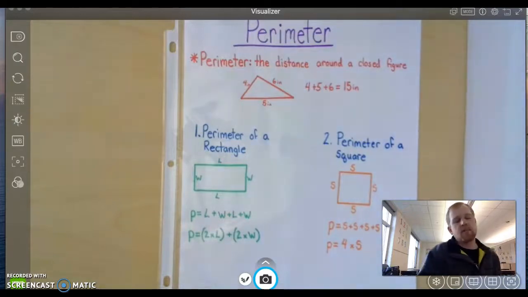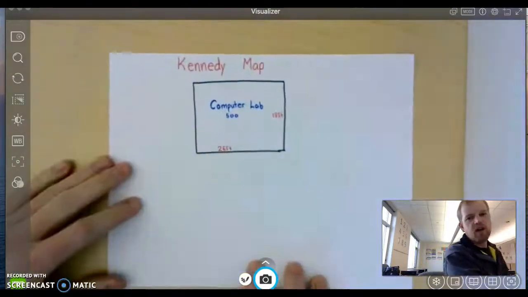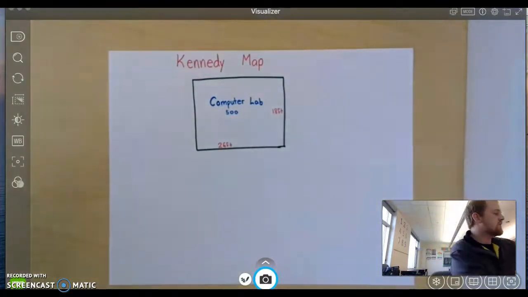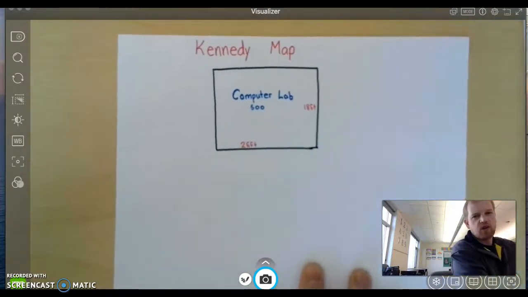So you will be working on a map of Kennedy that is drawn up for you, and then you'll have some questions that go along with it. So what I thought we'd do is work through one as a sample problem. This is a smaller version. You will have some more on your map. We're going to take a look at our map here and see what the perimeter of one of our computer labs is.